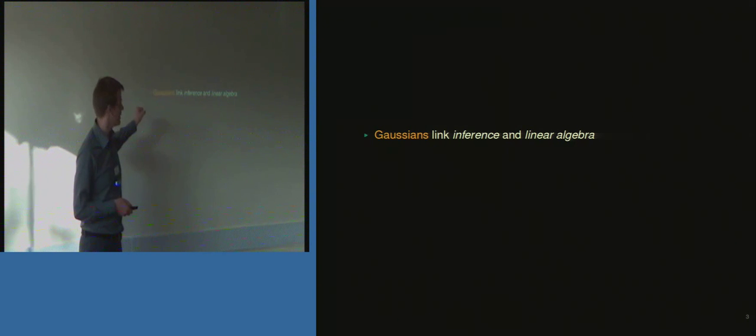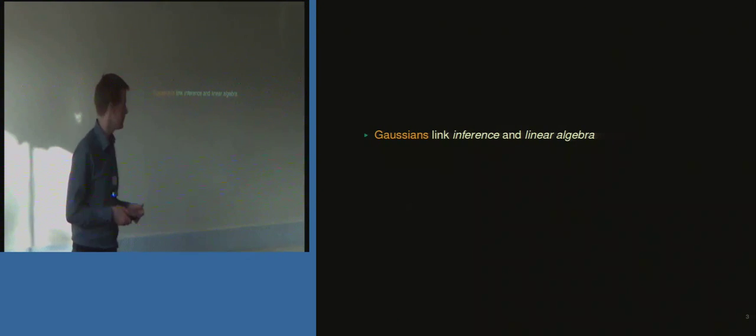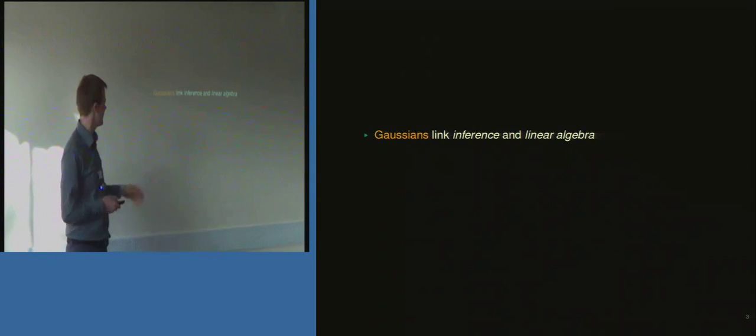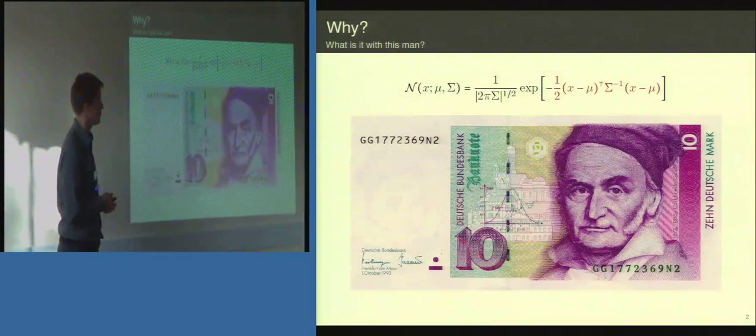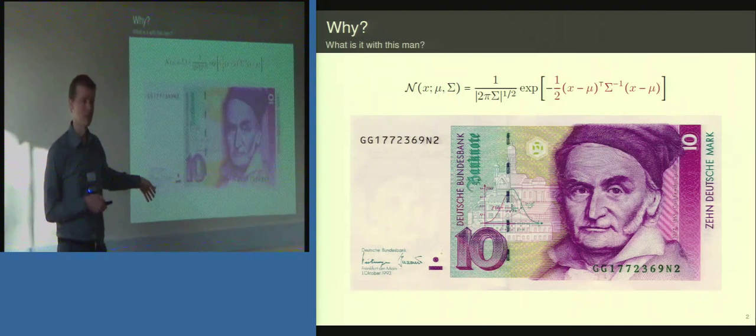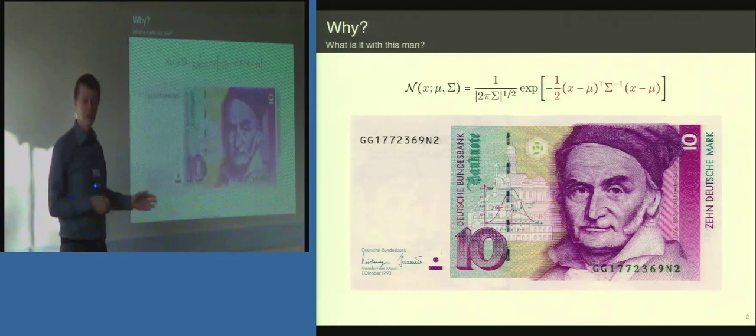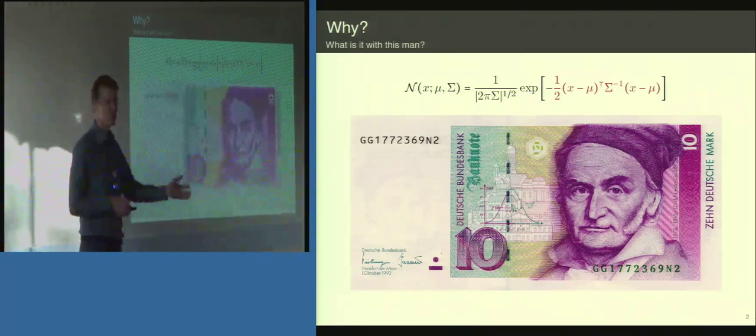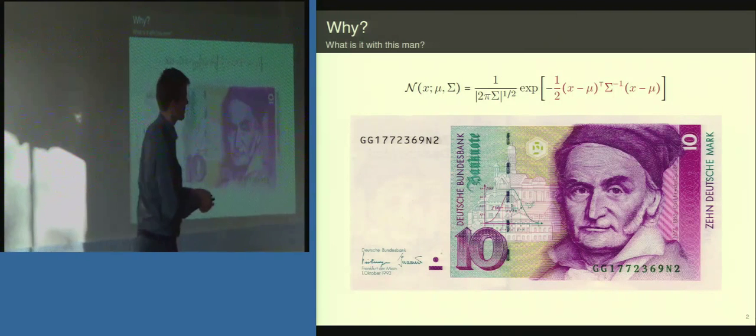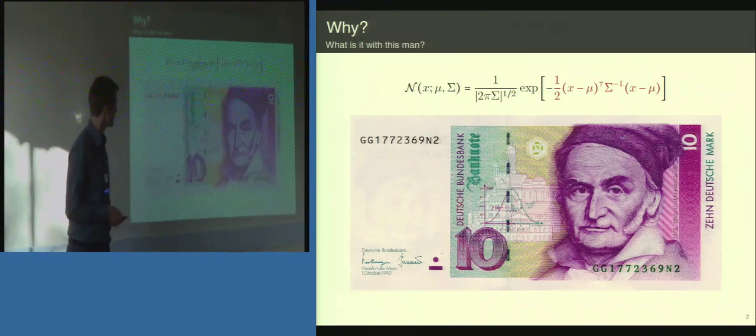Why do Gaussians link inference and linear algebra? Well, because, and I agree with Neil, the scalar Gaussian distribution is really boring. I'm not going to talk about these bells at all. I'm going to talk about multidimensional Gaussian distributions, which thankfully Neil has already introduced really well, so I don't have to spend much time on them. They're over here just in case you want to look at them over and over again.